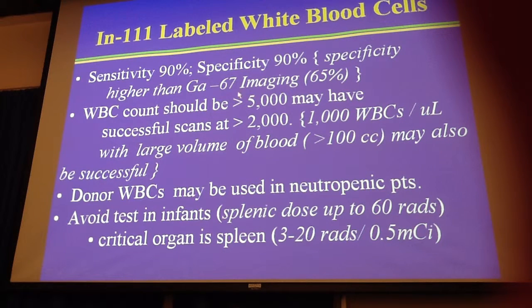Gallium, on the other hand, works on a different principle than radioactive labeled white blood cells. We'll talk a little about how it works, but like I said, gallium used to be our mainstay for infection imaging; now with the white blood cells it's a lot better, though gallium is still a big contender. What's the sensitivity with gallium? Sensitivity is about the same, but the problem with gallium is the specificity. It will light up, showing you that there's something there, but it isn't necessarily an infection.